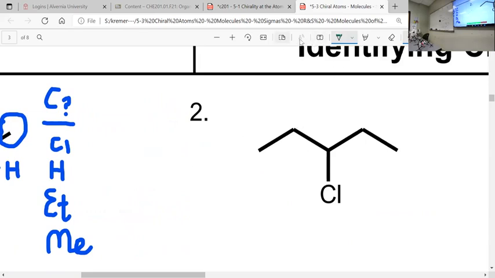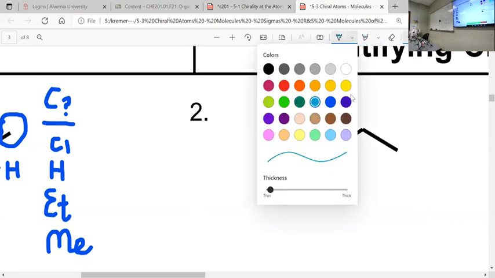Does this molecule have a sigma? Number 2. Oh, I forgot I have a highlighter. Isn't that nice? If it works. Once that gets started there. I give up.